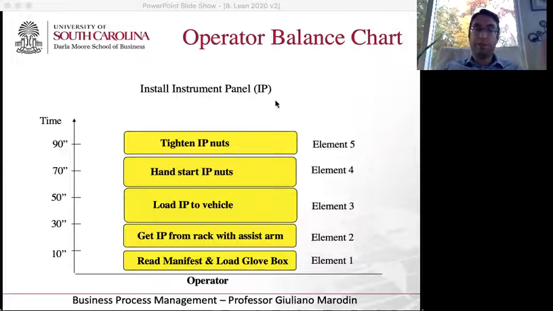So what you do here is just an example. You have here the time on this axis. You have the operator here. You can have multiple operations, you're going to see others. And you divide the work between work elements, okay? And the work elements, this is, for example, install of an instrument panel. In this case, we have 5 work elements.